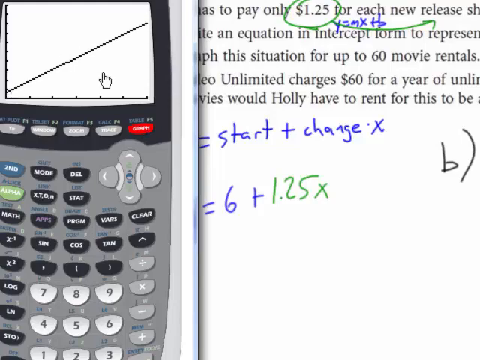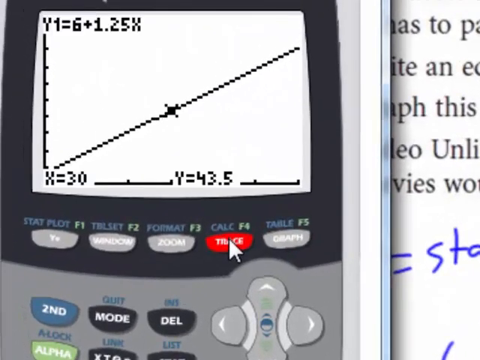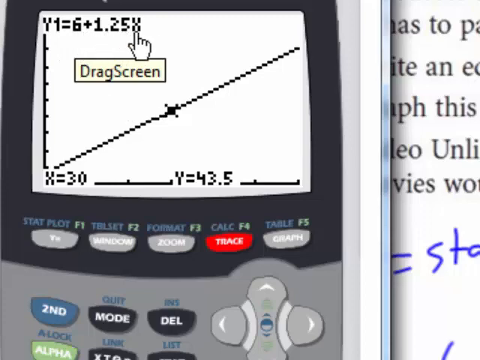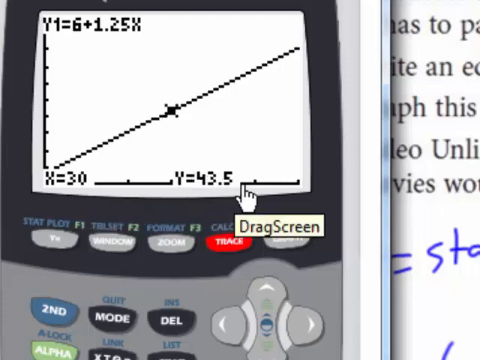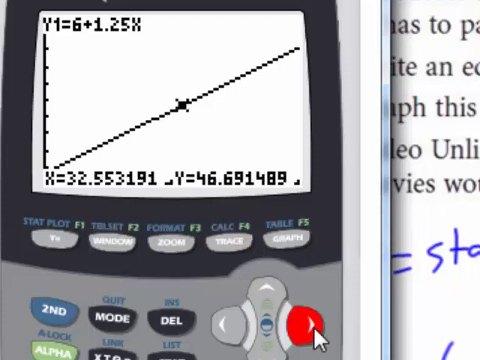And to double check to make sure, to see where we're at, go ahead and click trace. When you click trace, it puts you right on the line. So here's my line, start plus change x. And it tells me right now that for 30 movies it would cost $43.50. So I could start hitting right and left and make some predictions. So for example, if I rented about 46 movies, it would cost about $63.50.